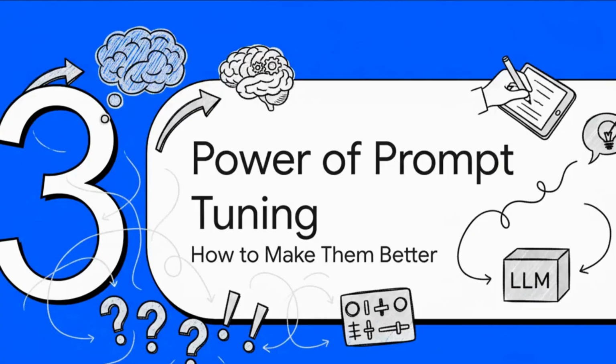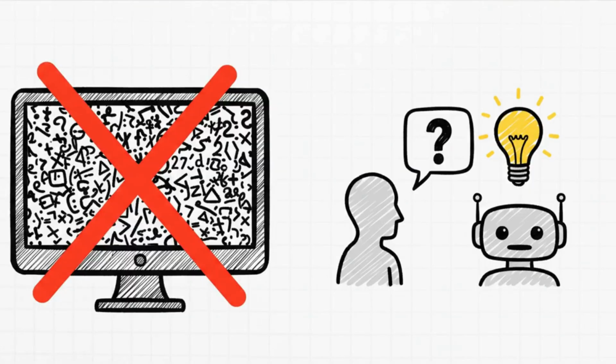Okay, now this is the part that most people miss. The quality of what you get out of an LLM isn't just about how powerful the model is. It's about your skill in telling it what to do. So let's talk about the single most important trick to getting better results: prompt tuning. And the best part is, you don't need to be a programmer to get good at this.